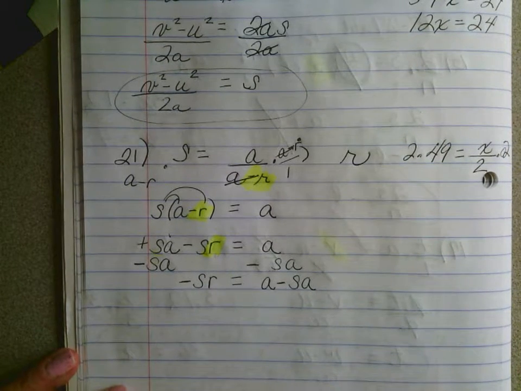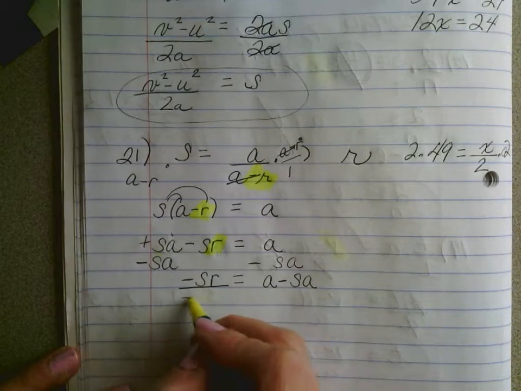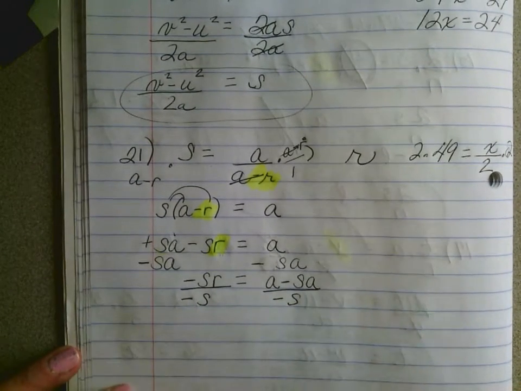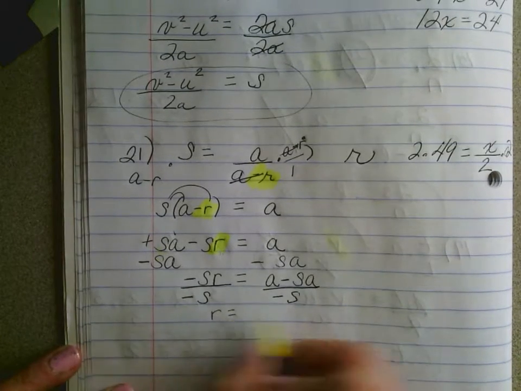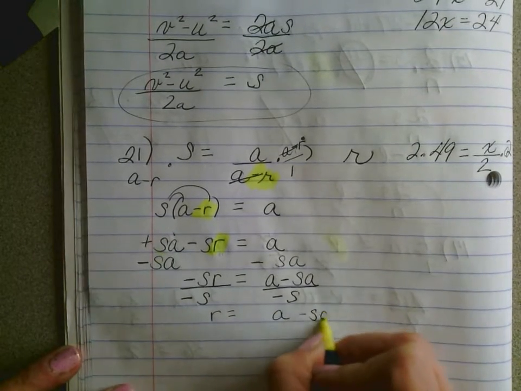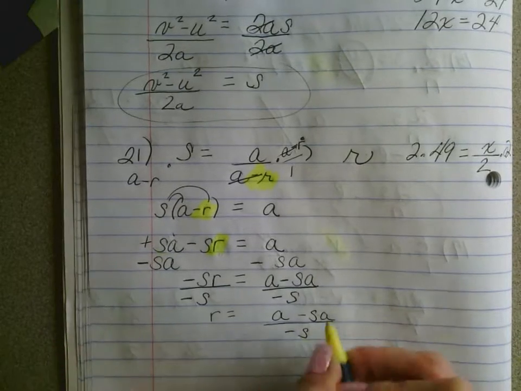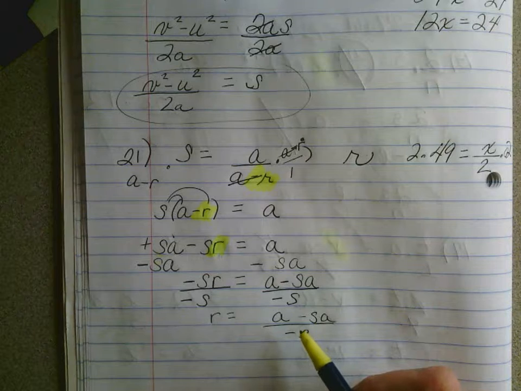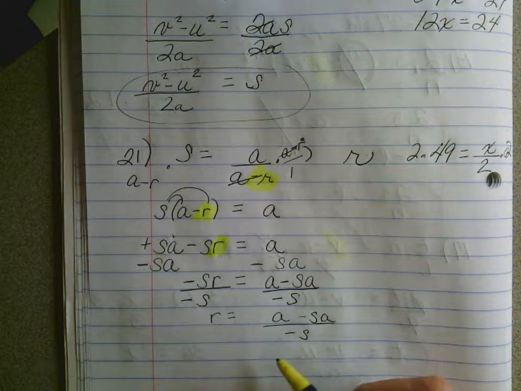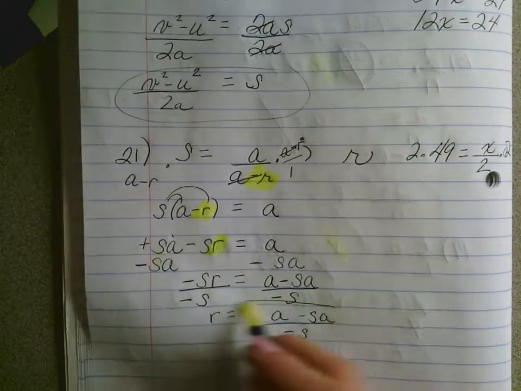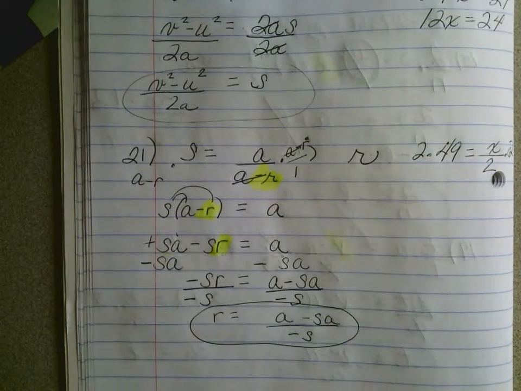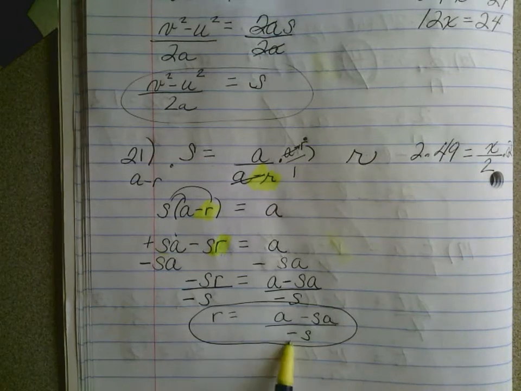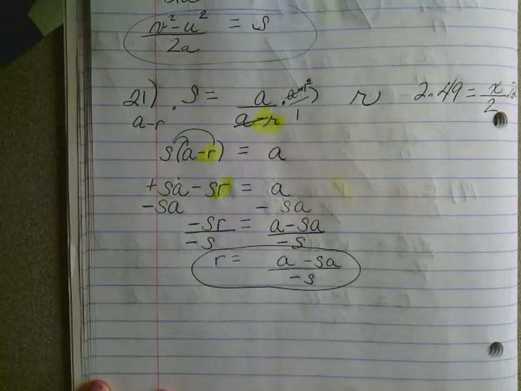Now if we divide out our negative S, this one's hard. It's just a lot of work. I now have R equals A minus SA over negative S. You don't really have to do anything else with it. You can leave it like that. You don't have to mess with that negative. Just leave it just like that.